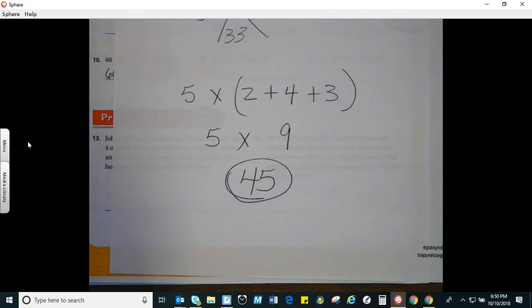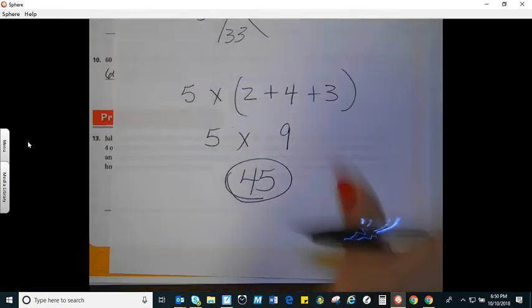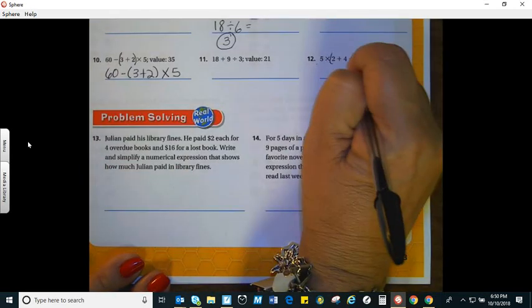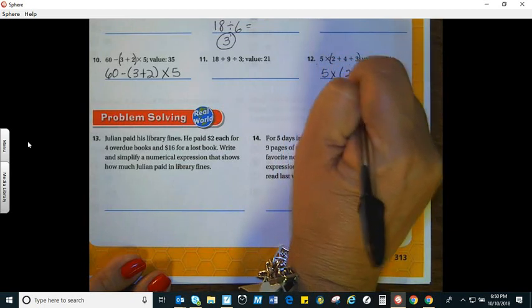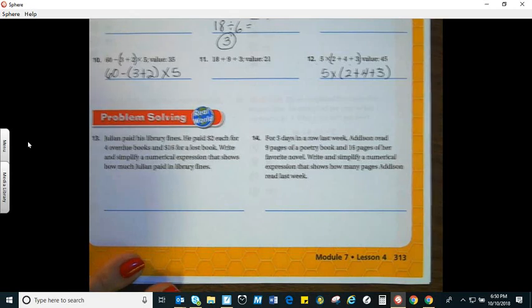Okay, because we wanted to make sure that we would have to multiply first and then add because of the order of operations. So it kind of gets confusing. So we would have to add up all our numbers first and then multiply. And so when we're looking at our problem, I'm going to put this here. And so I have 5 times 2 plus 4 plus 3, and that equals 45.